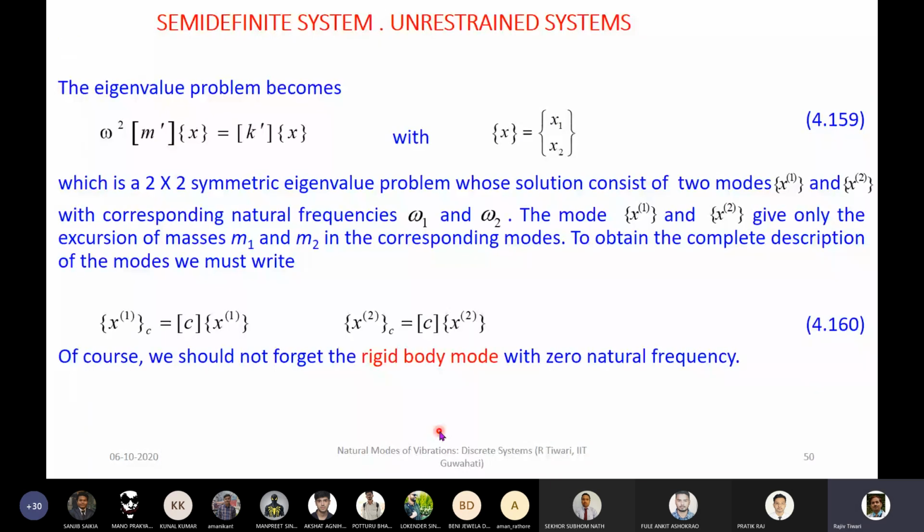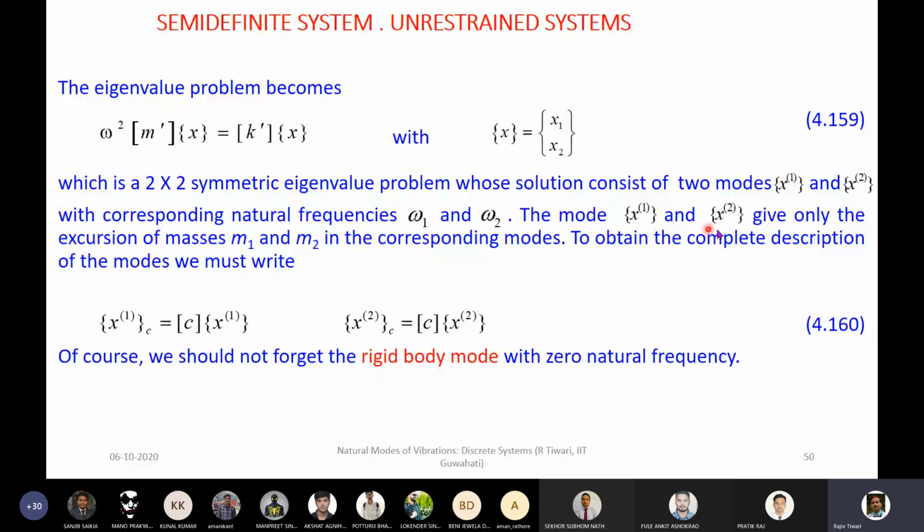So the eigenvalue problem is this now. Instead of M and K, we are using M prime and K prime, where the size of the matrix is less by one column and one row. And X here is only X1 and X2. So from here we can get two eigenvalues, because, as we have been doing previously, the size is 2 by 2, so we'll get two natural frequencies, and the corresponding eigenvector also, we'll get x1 and x2.